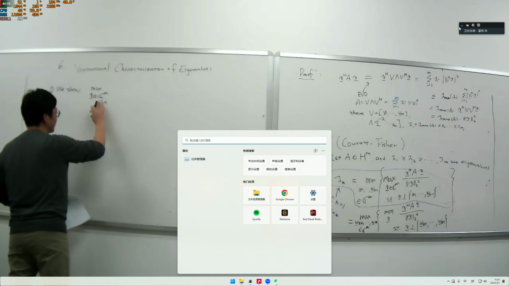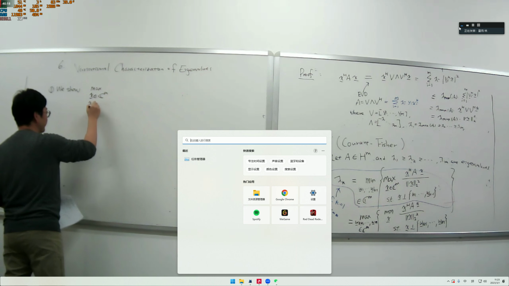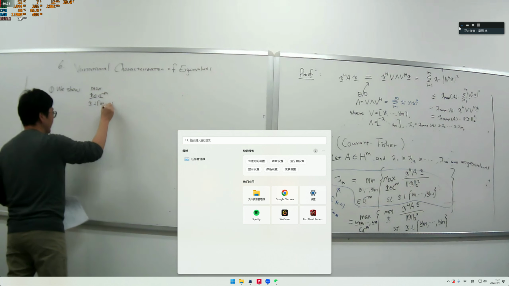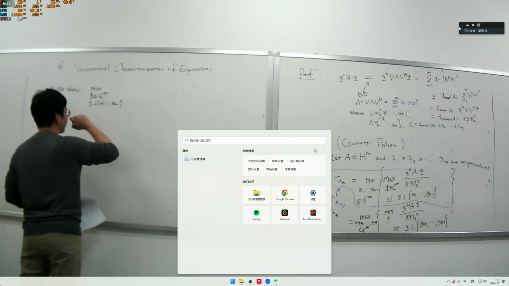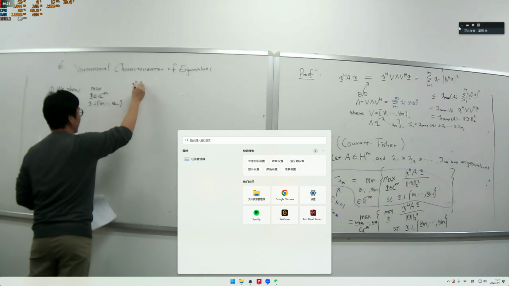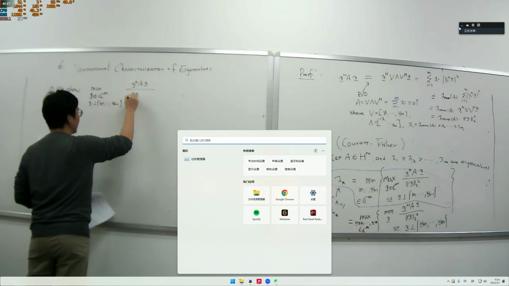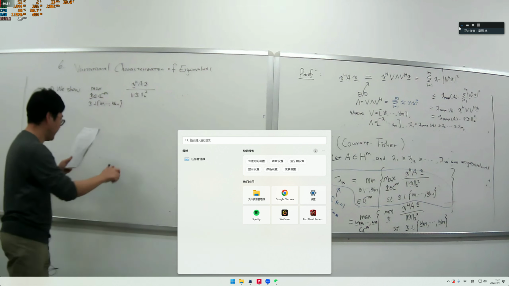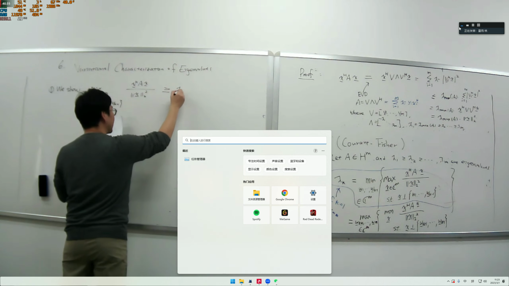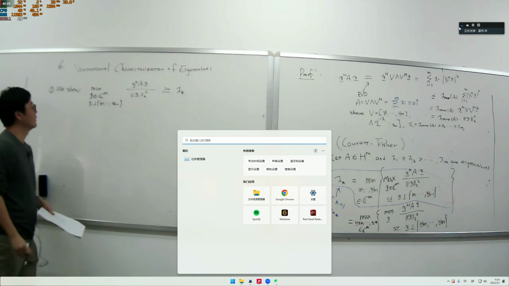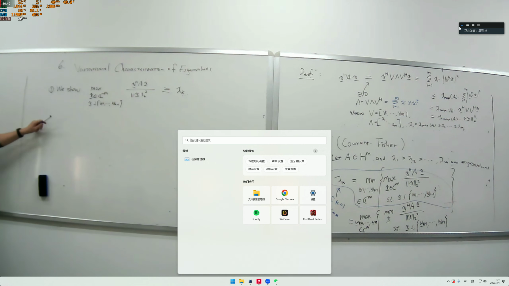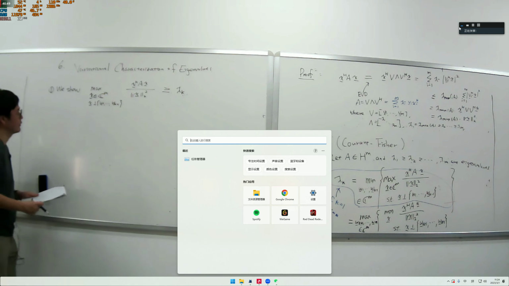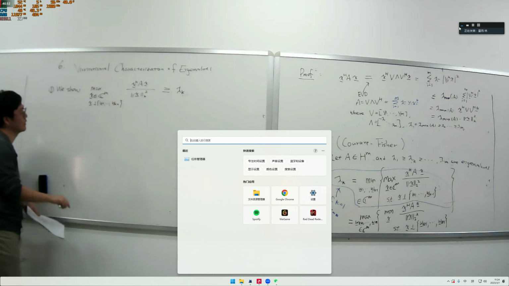problem. Now it's subject to x orthogonal to W_{k-1} and so on. First of all, we will show that this is greater than or equal to lambda_k, for any W1 to W_{k-1}.